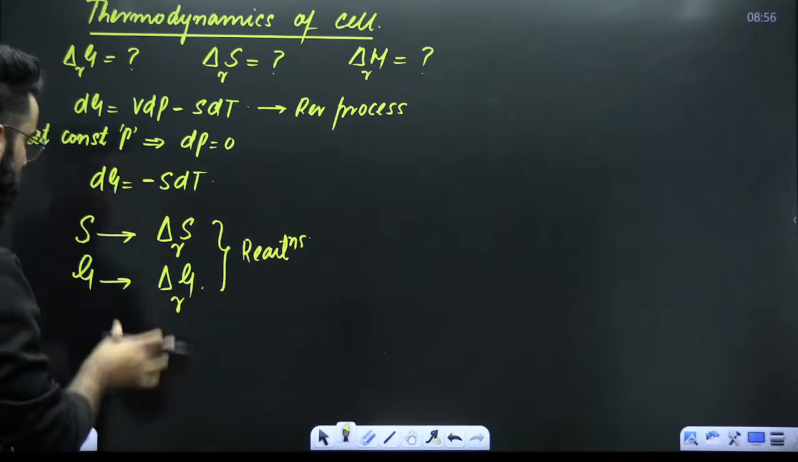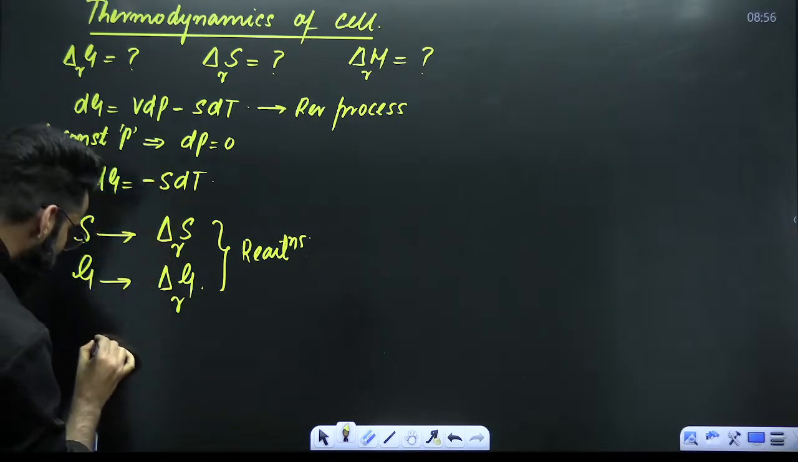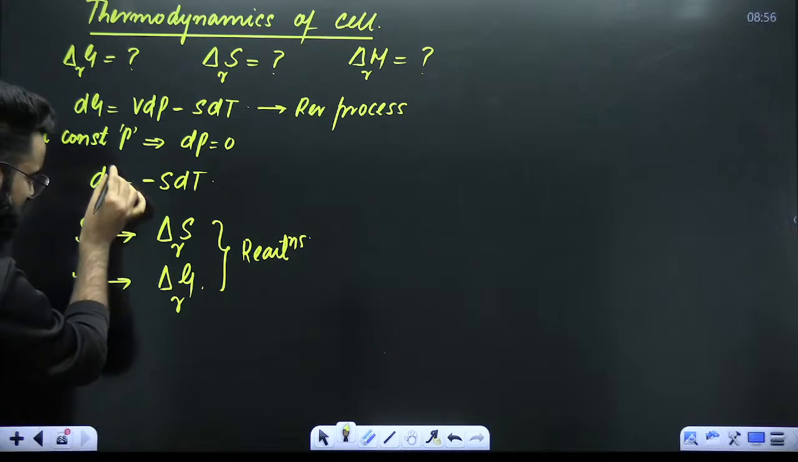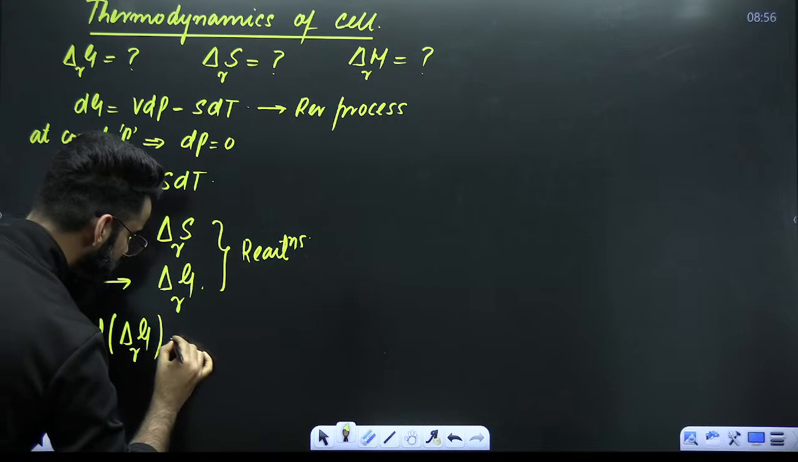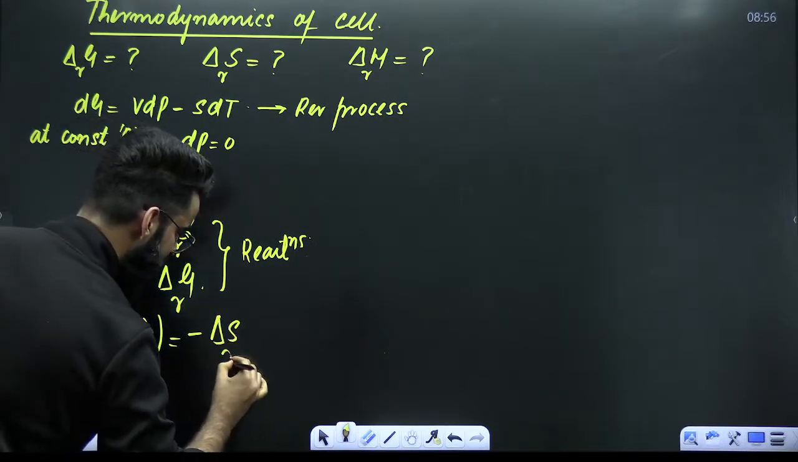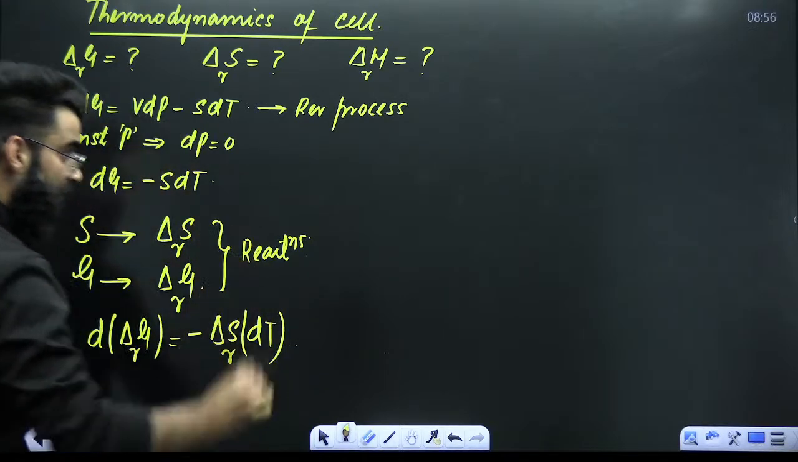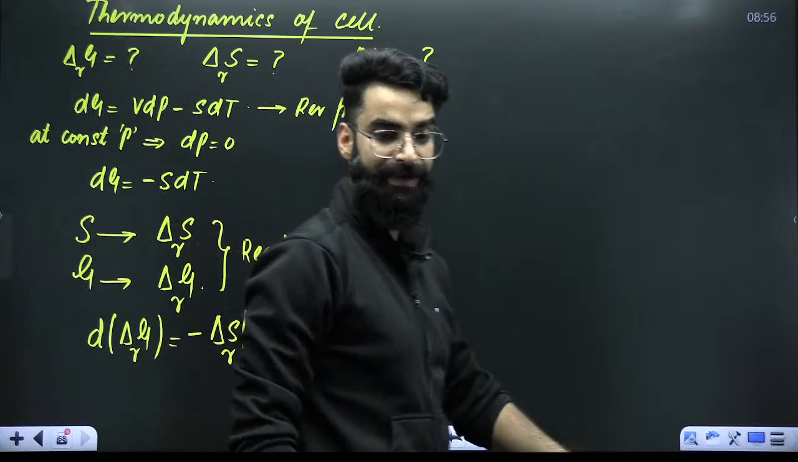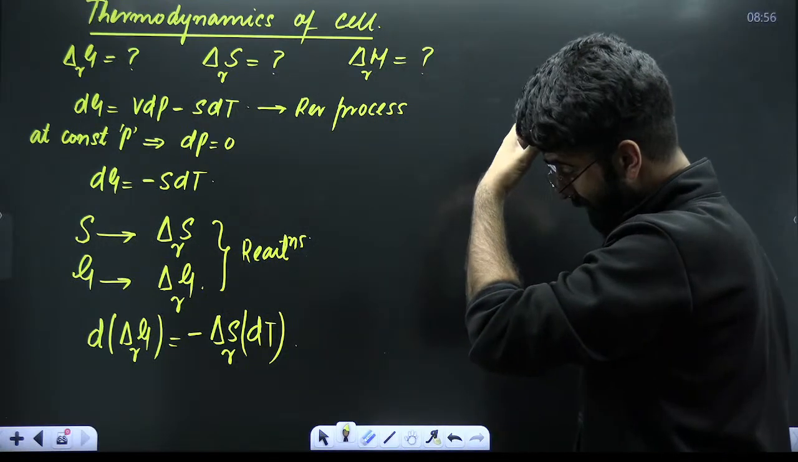Now, for a particular reaction, instead of this particular equation, I can write d of G. Instead of G, I'll be writing delta G for the reaction is equal to minus, instead of S, delta S for the reaction multiplied by dT. Perfect. Now, why am I doing all this?